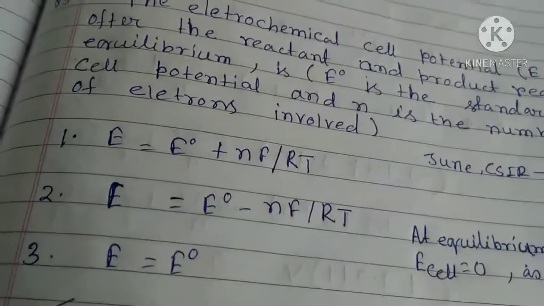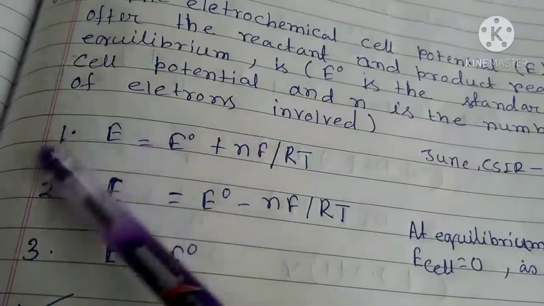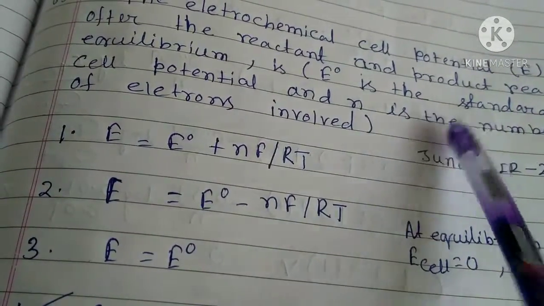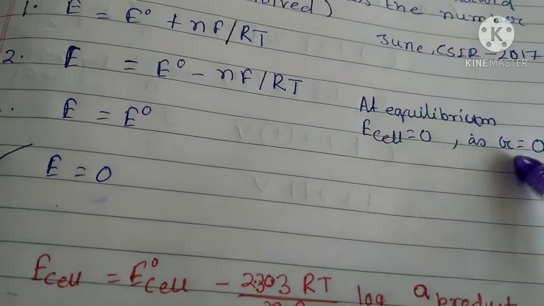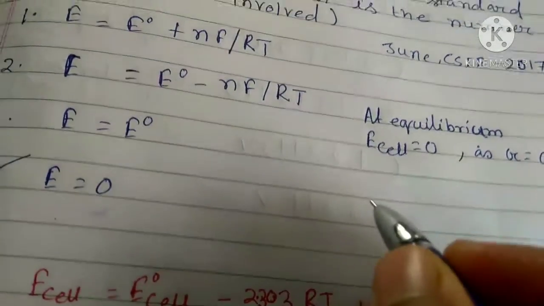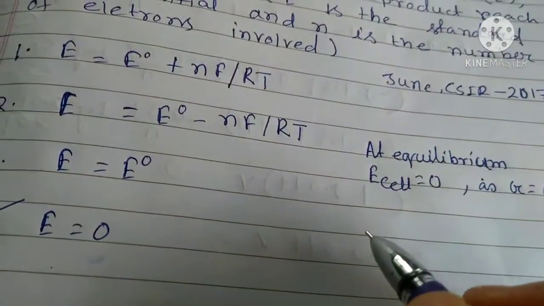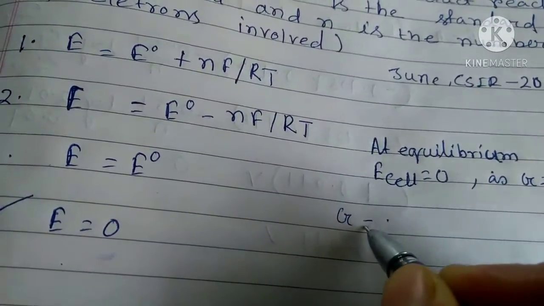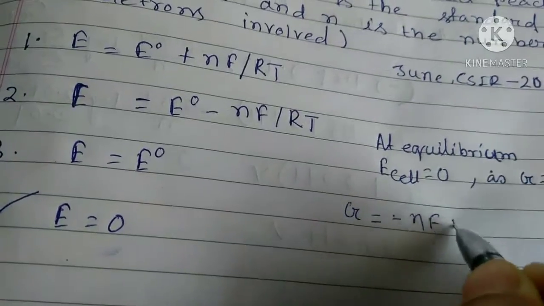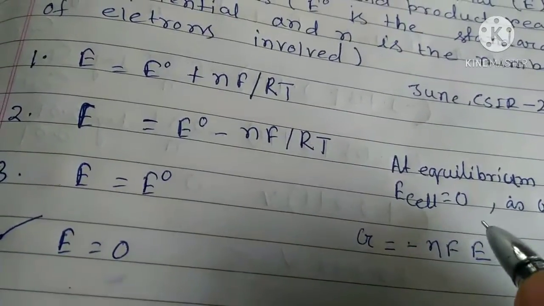So if there is no transfer of electrons, the cell potential is necessarily 0, and also G is equal to 0. We know that G is also 0, the free energy at equilibrium is 0, and G is equal to minus nFE, and the cell potential is also 0.